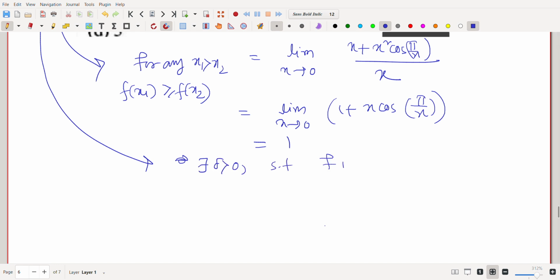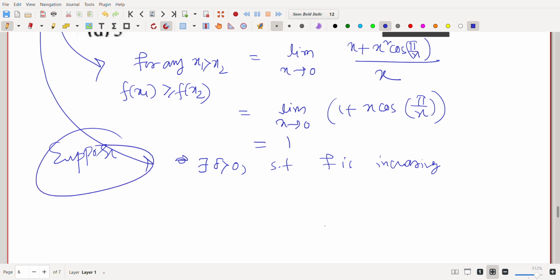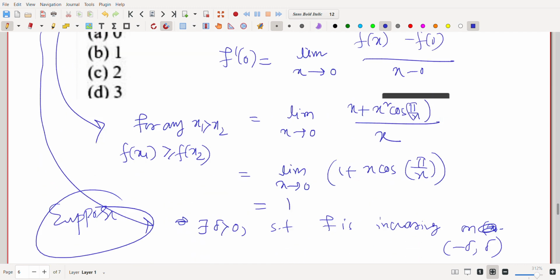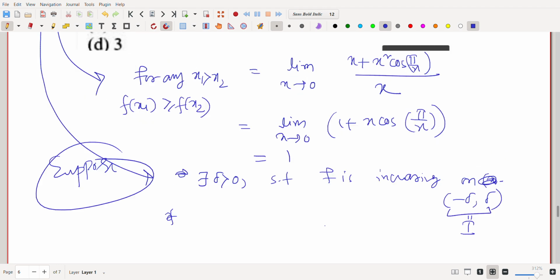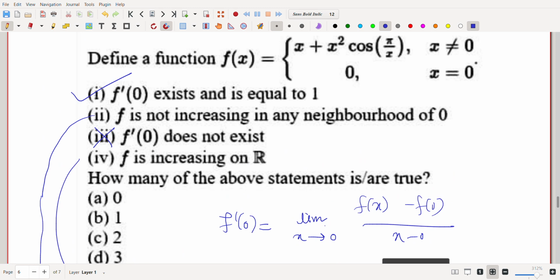Say there exists a delta greater than 0 such that f is increasing on minus delta comma delta. Increasing in a neighborhood of 0 means minus delta comma delta. Then I am choosing minus delta comma delta as my interval, and then we need to check whether f is increasing on this or not. But the thing is that f is not increasing in any neighborhood of 0.